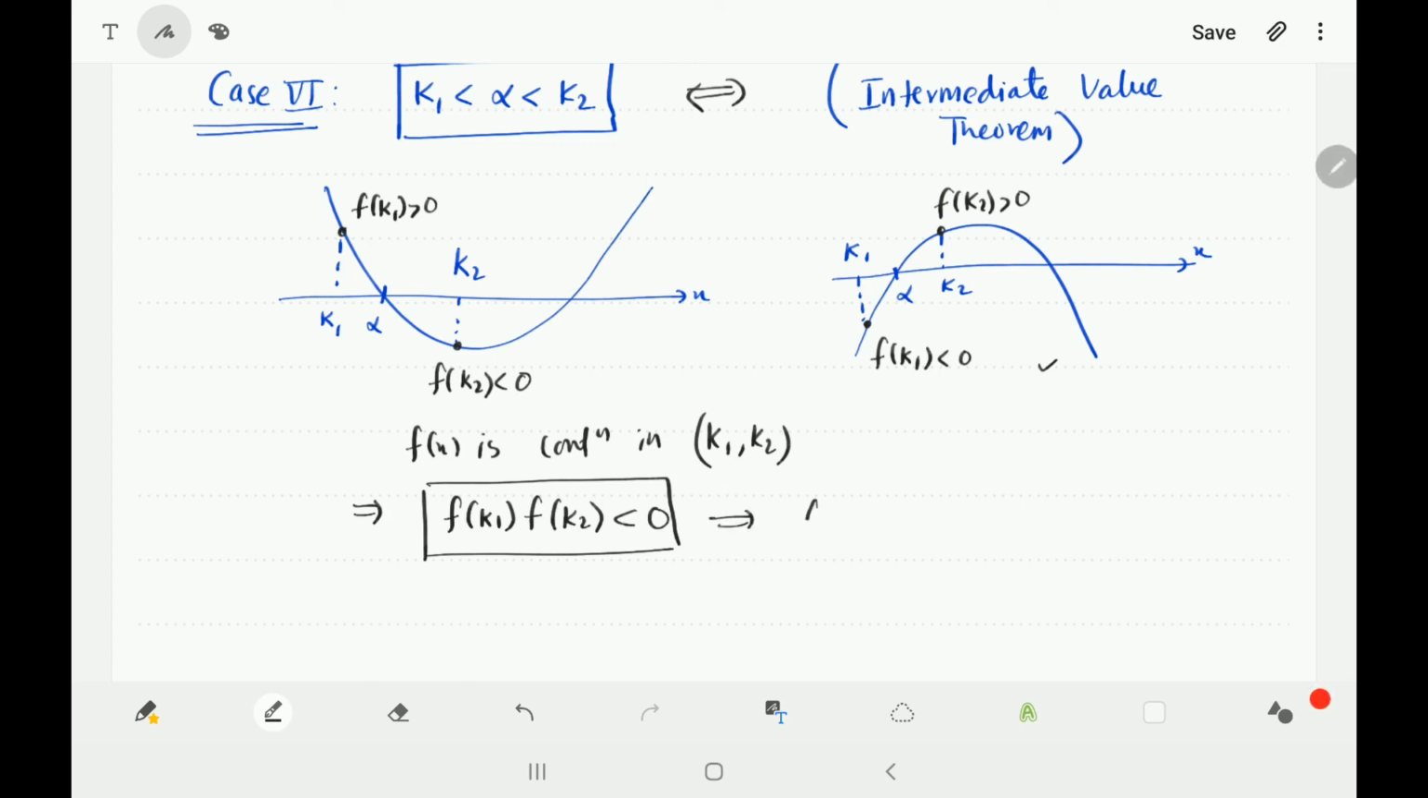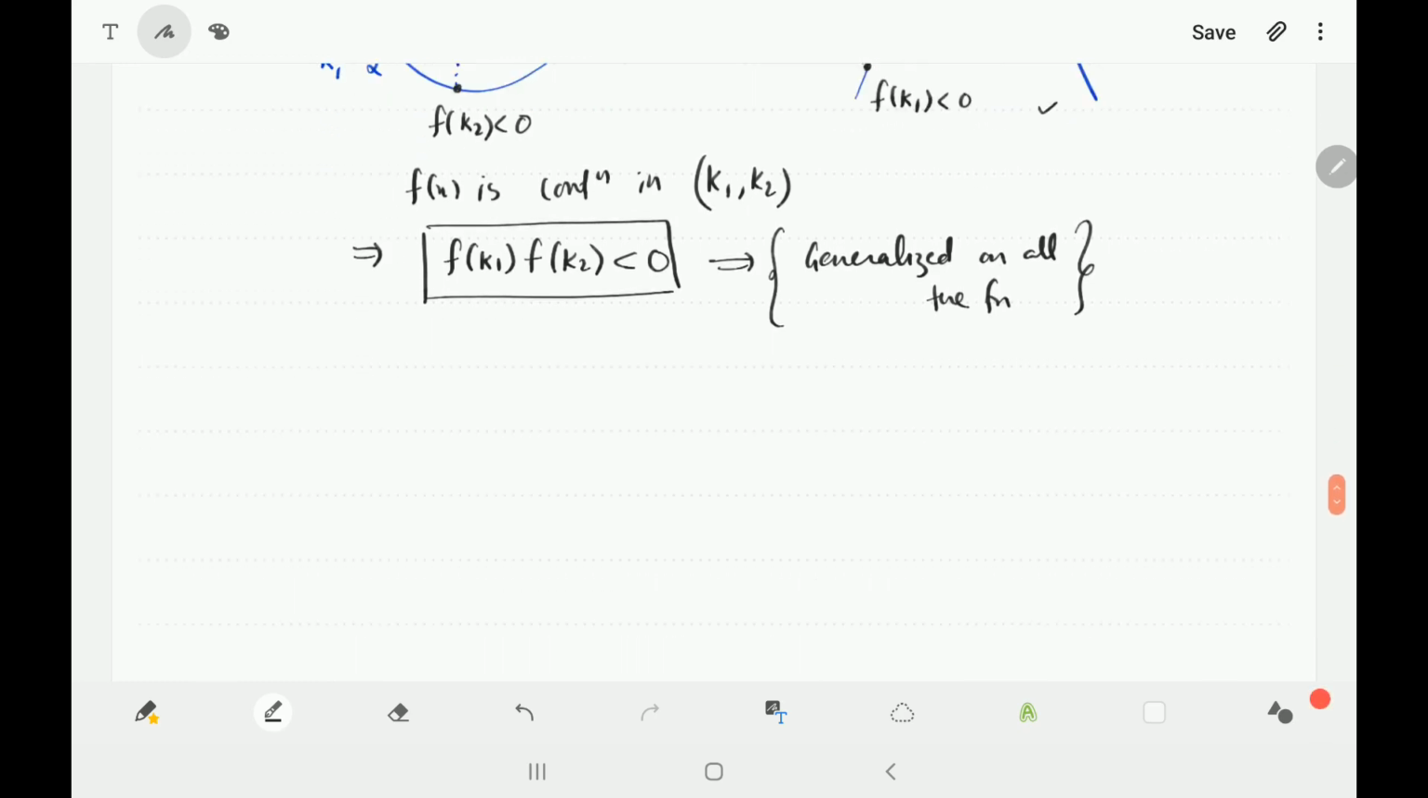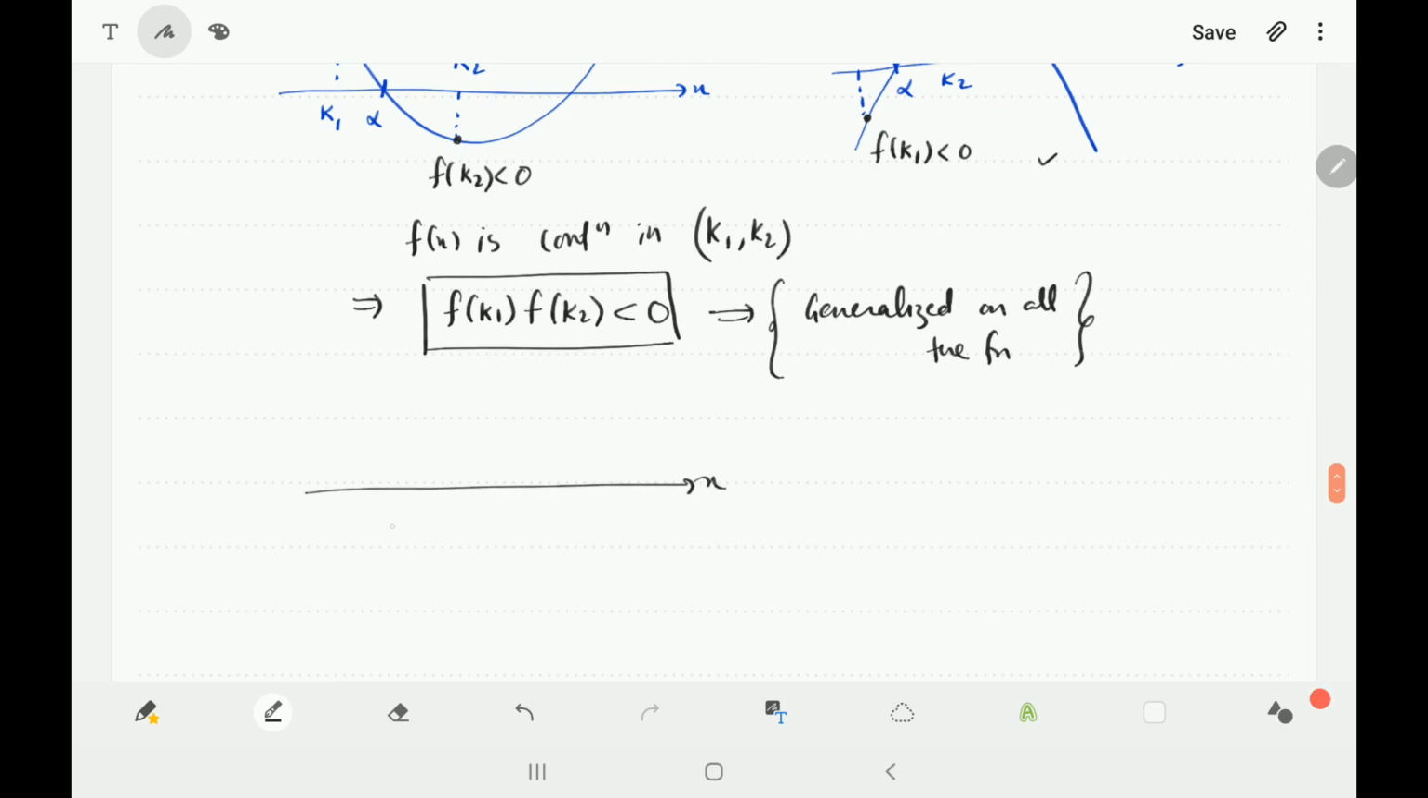This condition can be generalized to all functions, and it is used heavily to check whether a root lies in an interval or not. For example, if I have any other function, say increasing like this, and I have numbers k1 and k2, and I want to check whether the root alpha lies between k1 and k2, then you can easily check that f of k1 is negative and f of k2 is positive in this particular case. So f of k1 into f of k2 will definitely be negative.